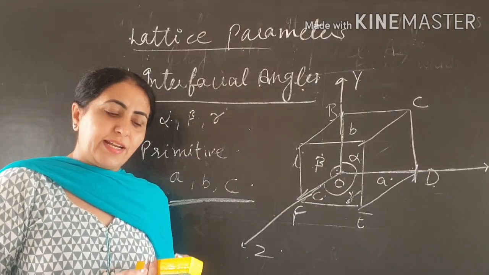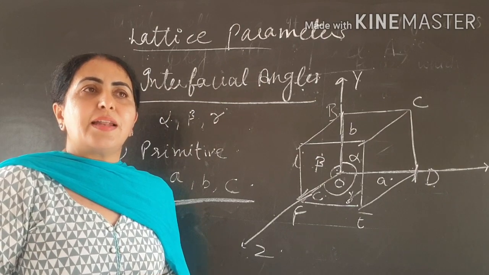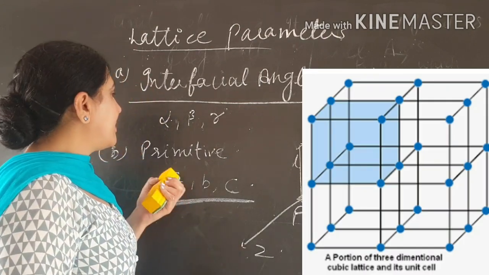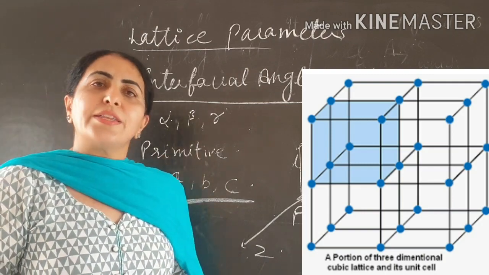So we have studied in this lecture about a unit cell, primitive unit cell, non-primitive unit cell, Wigner-Seitz cells and the lattice parameters. Thank you very much.